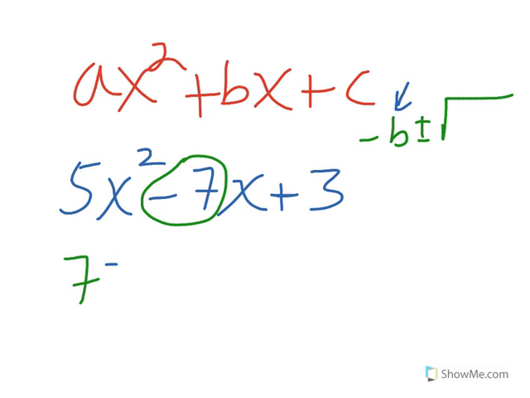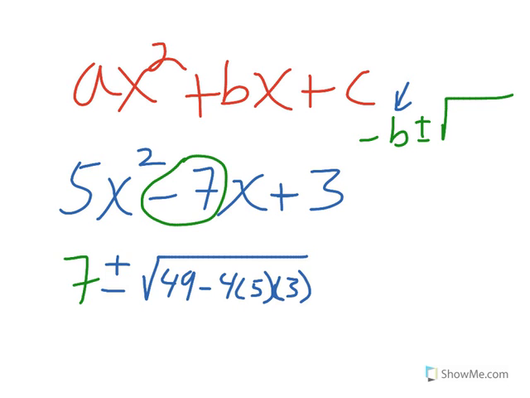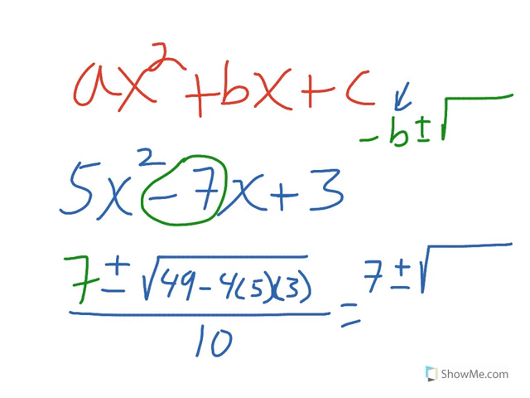So negative b plus or minus the square root of b squared. If I square a negative, it's going to turn into a positive. So it's going to be 49 minus 4 times 5 times 3, all over 2a, which is 2 times 5. And all you're doing is simplifying this. So 7 plus or minus the square root of negative 11, over 10. For right now, leave it like this. If you want to simplify it or know how to simplify it, please do. But that's all we're doing for now.